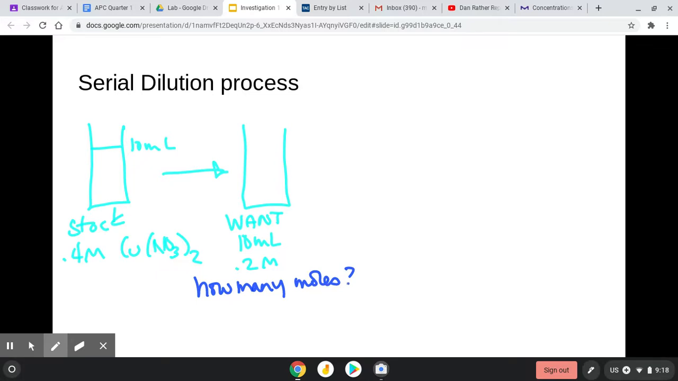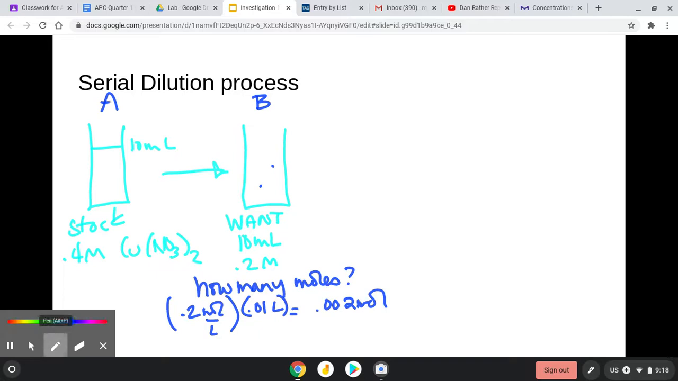In order to figure this out, you take the concentration, moles per liter, and you multiply it by the volume. So we're going to get 0.002 moles. Okay, I want 0.002 moles to end up in my new solution. And this is solution B. If our stock solution is A, then this is going to be solution B.